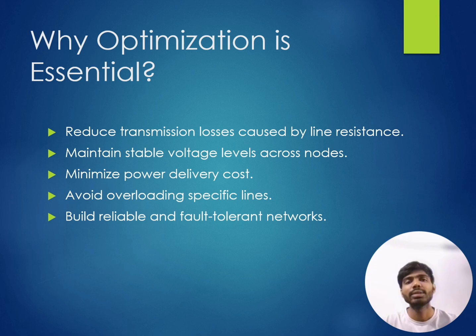Second point, it helps us maintain stable voltage levels because an unbalanced grid can cause blackouts. And the third point, it minimizes the cost of power delivery. Less waste means lower cost for everyone. And the fourth point, it prevents overload on any single line, stopping catastrophic failures before they happen. And finally, it allows us to build reliable and fault-tolerant networks. That is, if one line goes down, the model can help us instantly find the next best route.